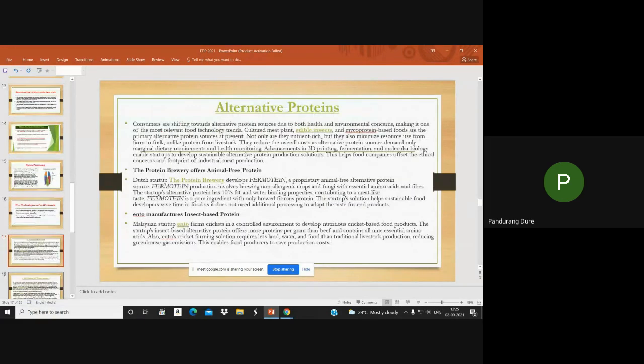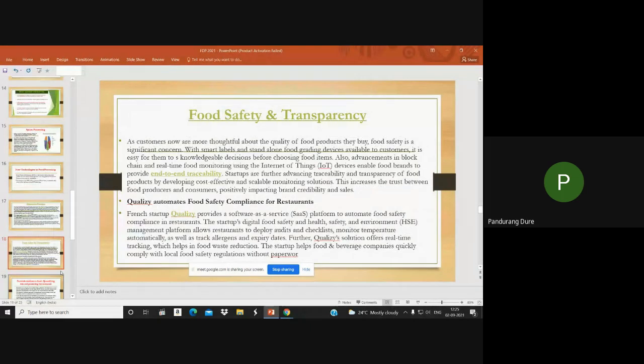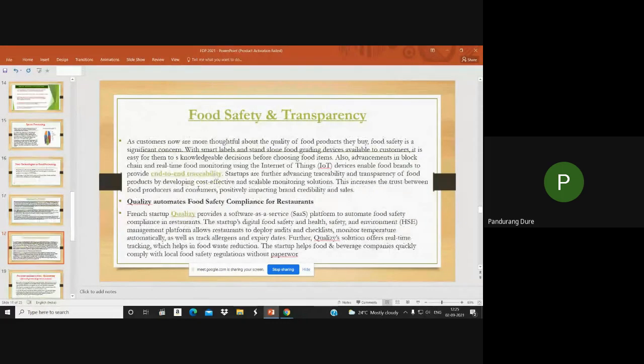Now, as I already told you, due to COVID, consumers are shifting from one source to another. That is, alternative proteins are required. We know that mycoproteins are there, and in the same way, cultured meat is now a trend that has started. Cultured meat, plant-based meat, and edible insects are also there, and some startups have started in this sector. That is alternative food proteins. These are the recent technologies coming into food processing.